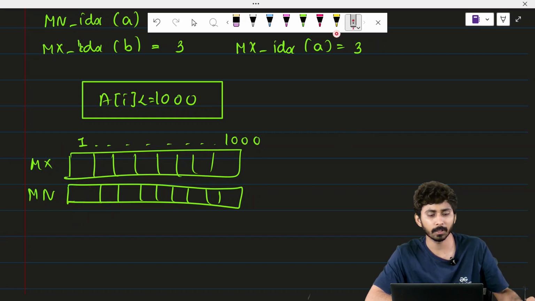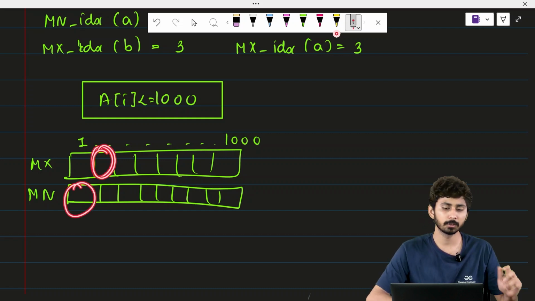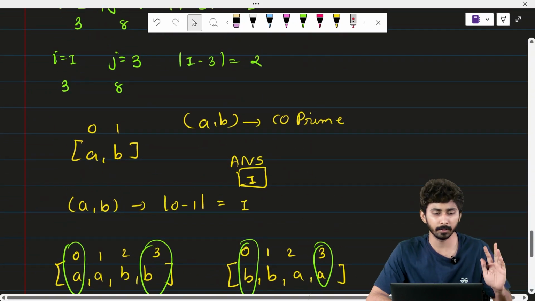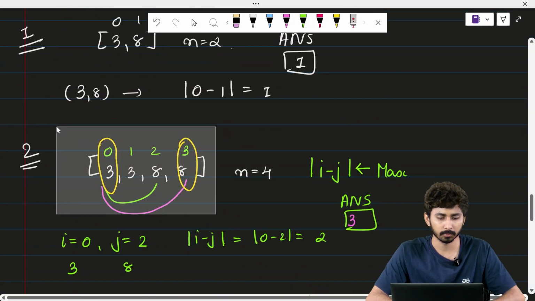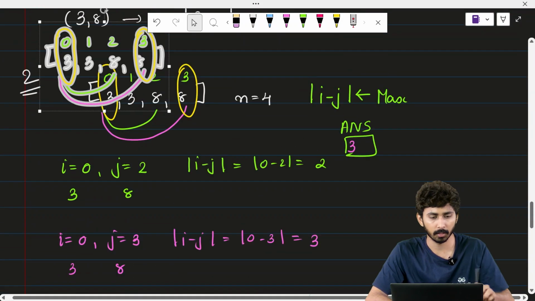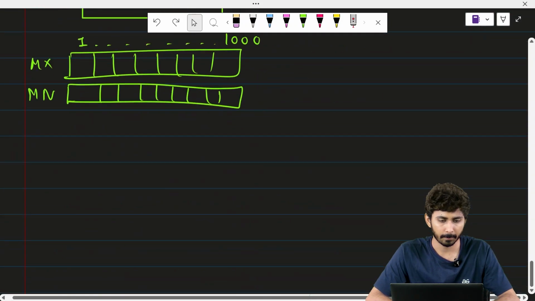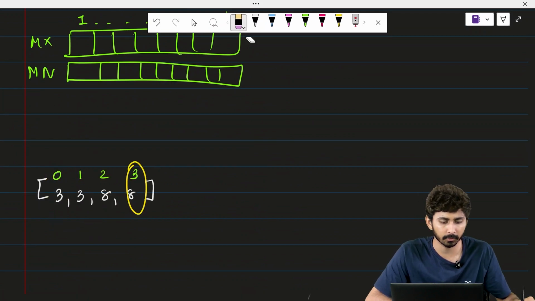Okay. Then what will I be doing? I'll take the minimum index, maximum index of the other element and minimum of the other element. Okay. So let me explain with an example here. I'll take the same example, this one, and I'll show you the dry run and then you will get to know what we are supposed to do here. So this is the example 3, 3 and let's try to find the answer of it.